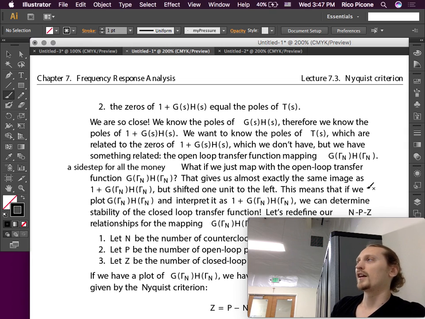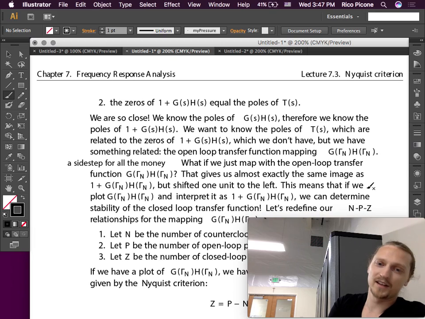The Nyquist plot is going to be giving us information about the number of zeros of 1 plus GH that show up in the right half plane, okay? And we'll see how we can understand that in a second.